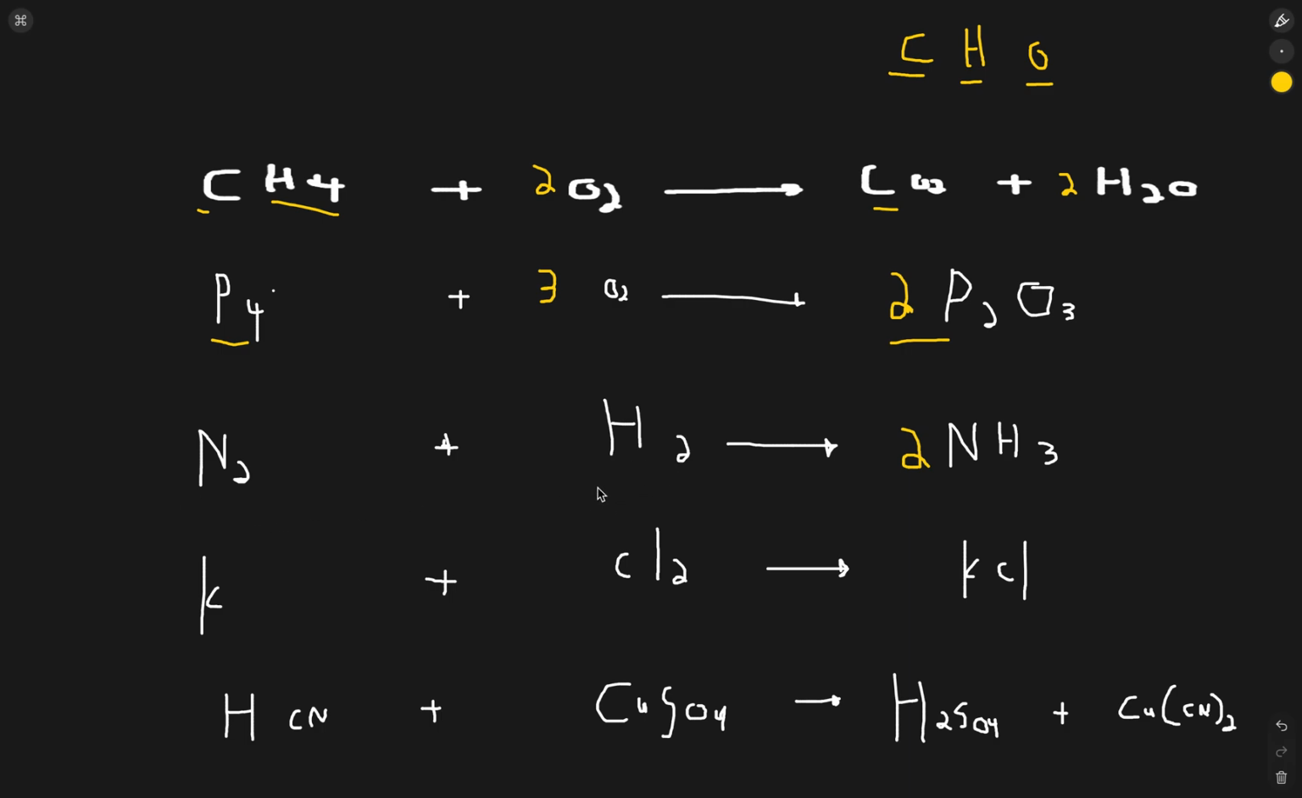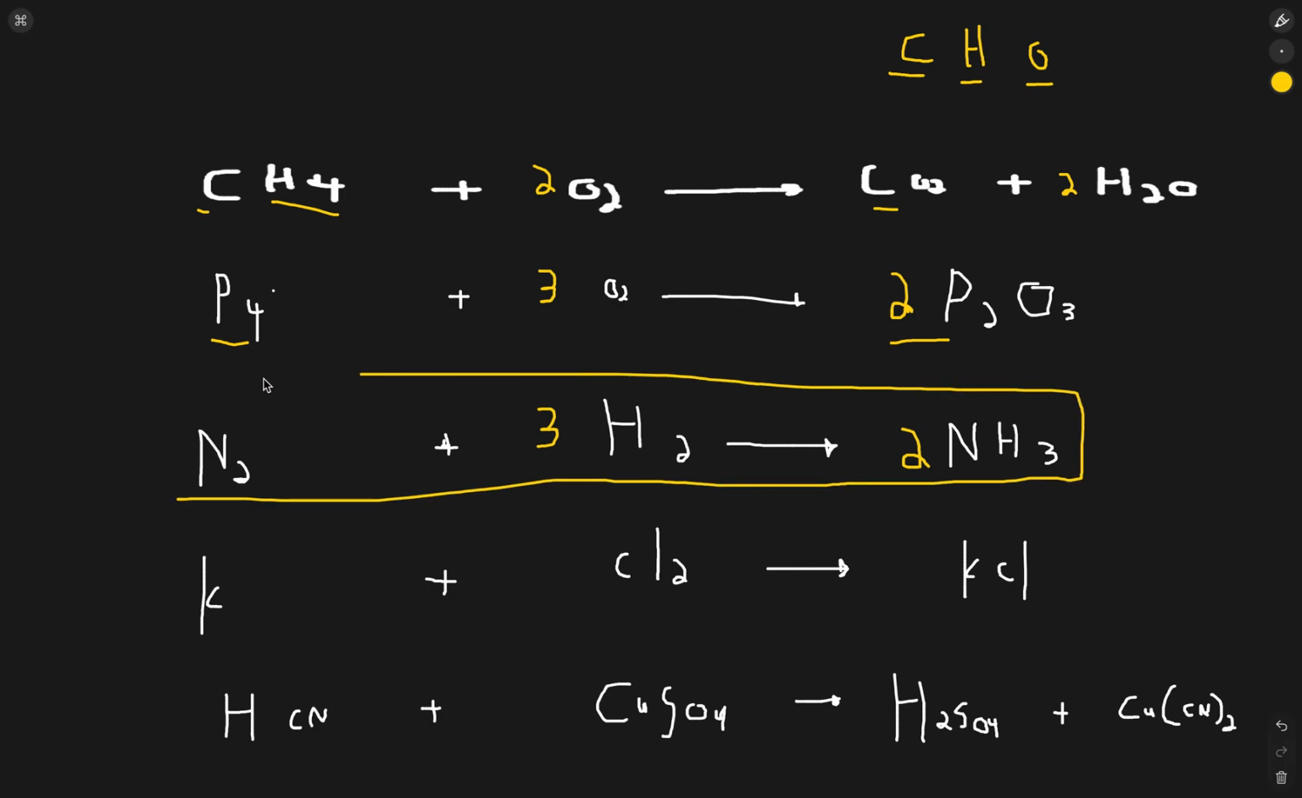Now what about the H? We have 6H on the right, but we also need 6 on the left. So multiply this by 3. 3 times 2 is 6. So pretty easy. By the way, if you said that this reaction is the Haber process, then you are correct. Bonus points for you. Now, the fourth equation is the creation of KCl salt.